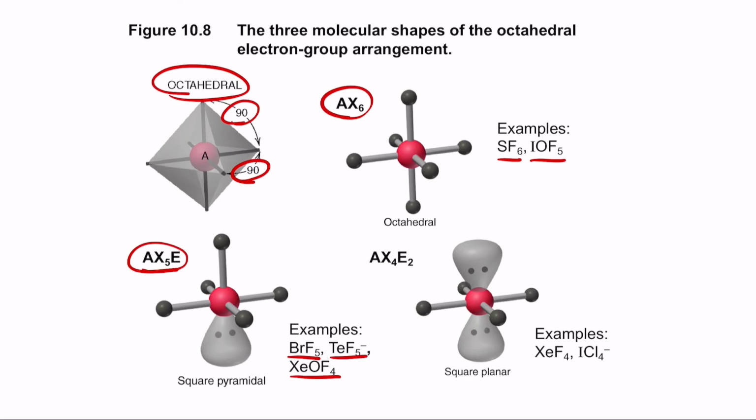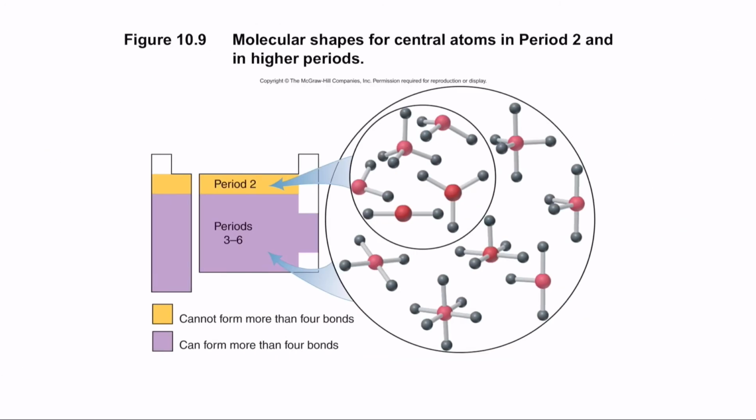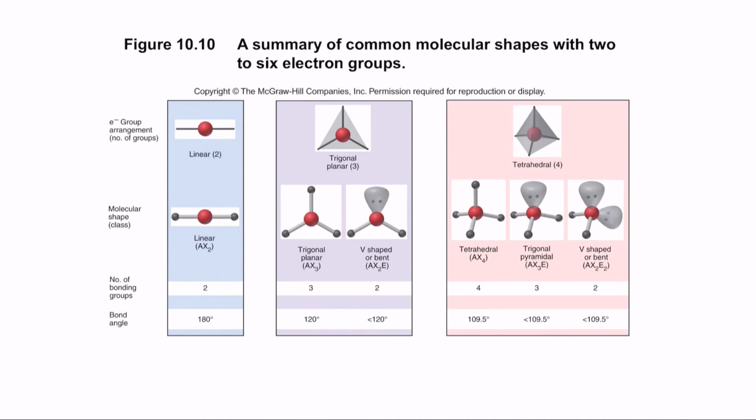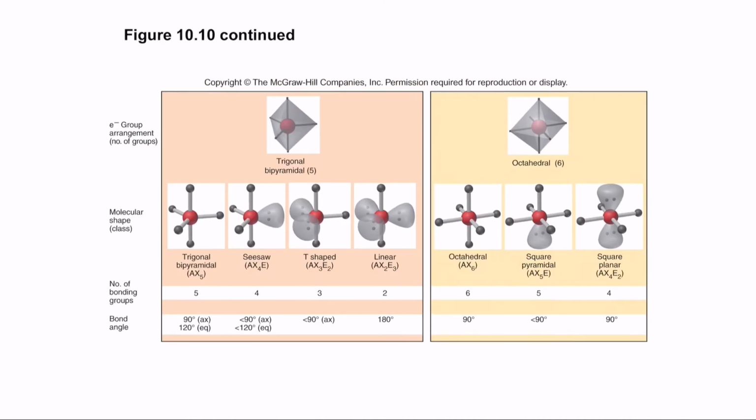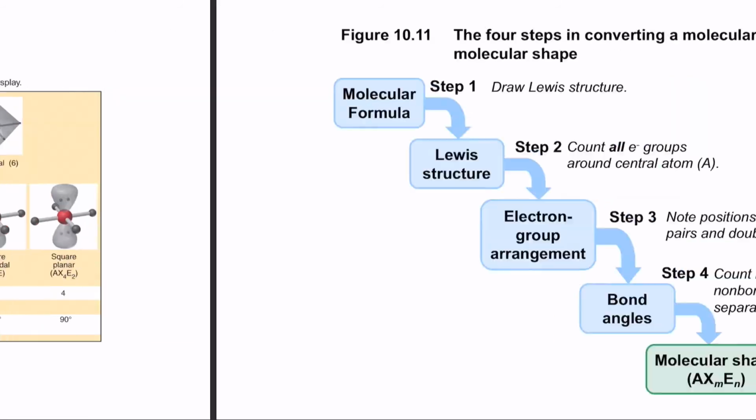And when you have two lone pairs, there is a common structure for XeF4- and ICl4-, where you end up getting an arrangement of AX4E2. Now, molecules in period 2 or lesser cannot form more than 4 bonds. So the only structures that can form more than 4 bonds are the structures from periods 3 to 6. So this is the summary of what we did right now regarding the structures and what arrangement we have.